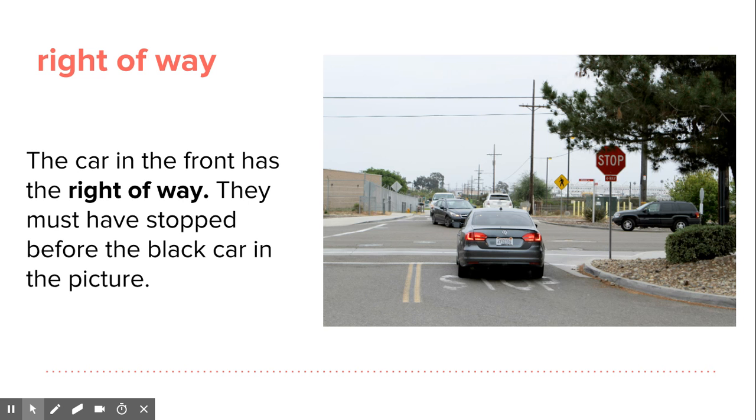But let's practice a sentence. The car in the front has the right of way. They must have stopped before the black car in the picture. Listen and repeat. The car in the front has the right of way. They must have stopped before the black car in the picture.